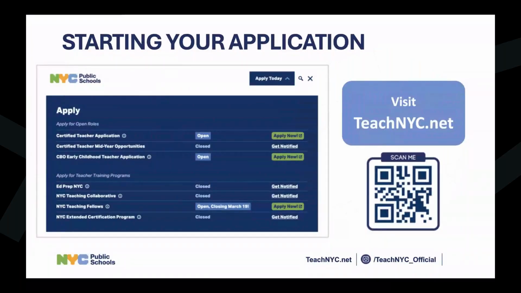When you are ready to start your application, you'll go to teachnyc.net. This is where you will go to apply. You will see an Apply Now button under the Apply Today dropdown. As you can see, the application is open. It says Certified Teacher Application is open. You would just click that Apply Now button and it will take you to the application. We also have an application guide on our website. So make sure that you're using the application guide as you complete the application, and it really takes you through step by step.